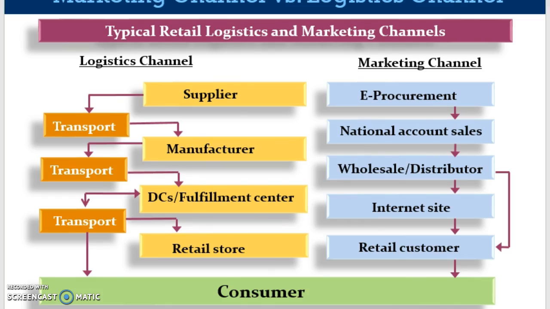Thus, it's critical in the design of a distribution channel to take into consideration both the logistics channel and the marketing channel. The logistics channel refers to the means by which products flow physically from place of availability to place of demand. The marketing channel refers to the means by which necessary transactional elements are managed.